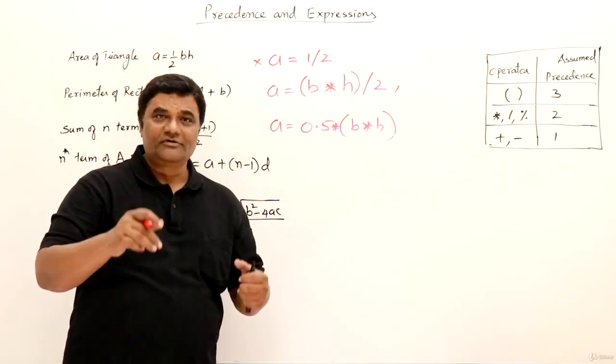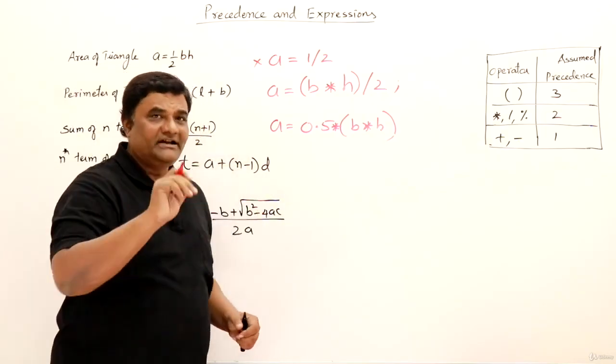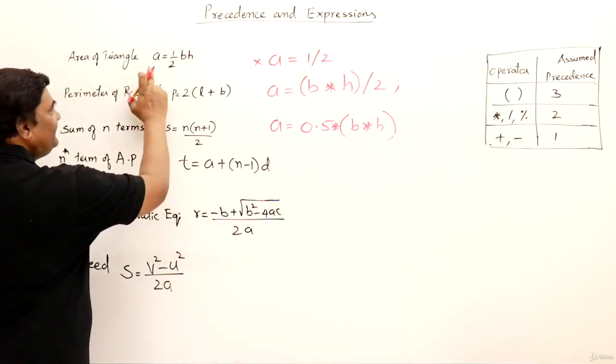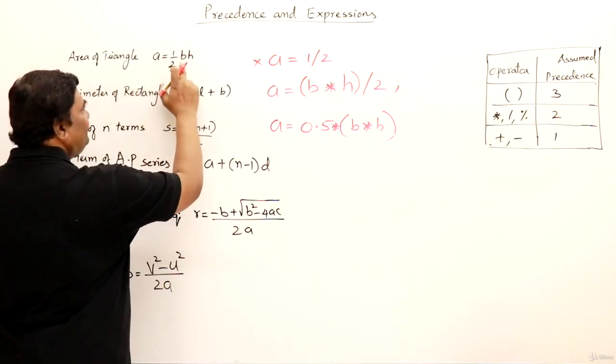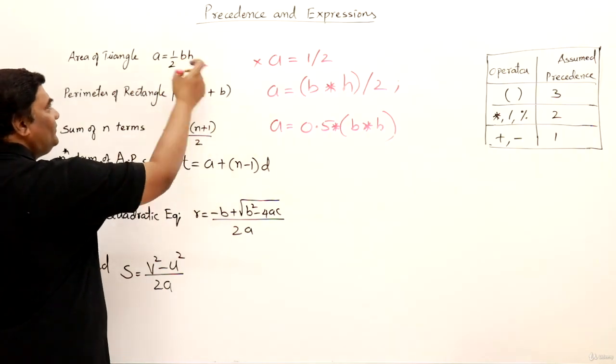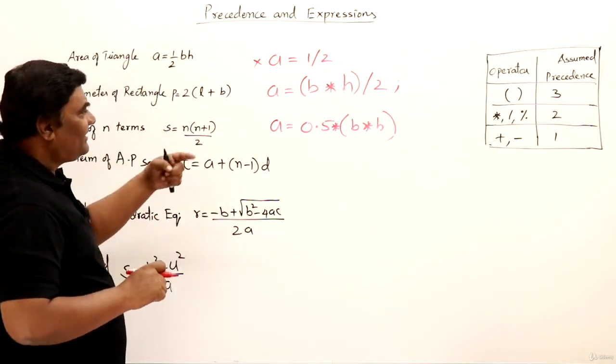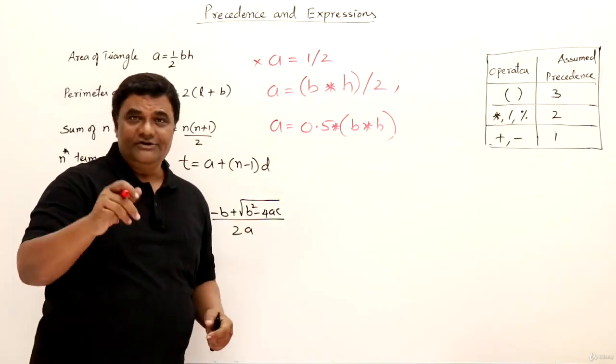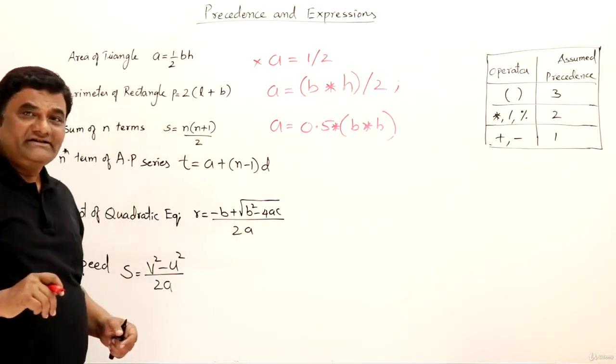How to convert this into a program, we'll be learning. But a little bit of an idea I will give you. We must have these variables in our program, A, B and H. We should be knowing what is B and H, then we can use this formula to calculate A. So we will write a program for this one afterwards in the coming videos. Now let us move on to the next formula.